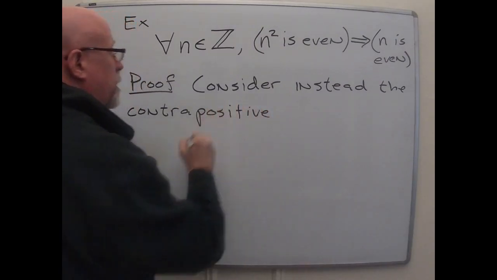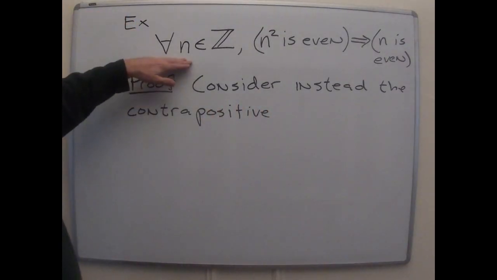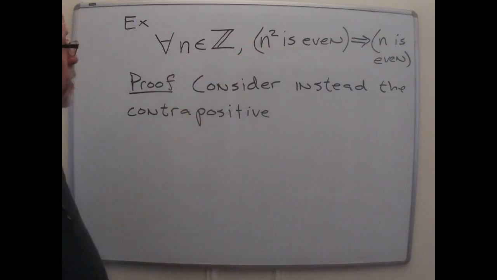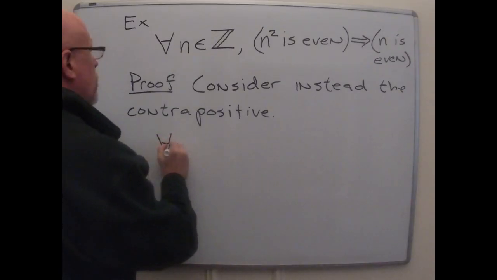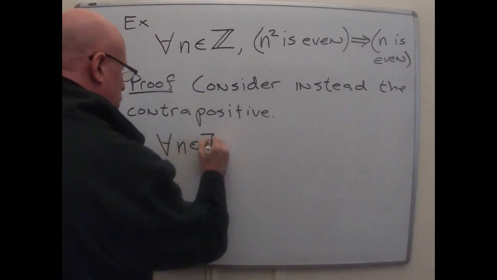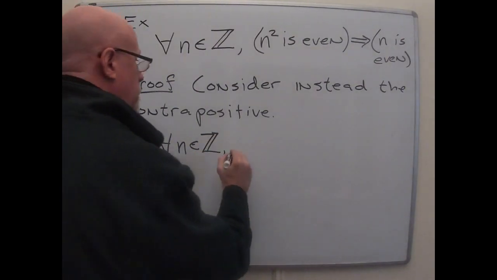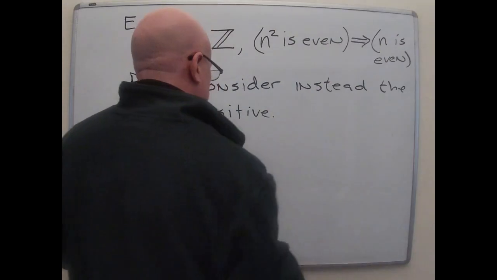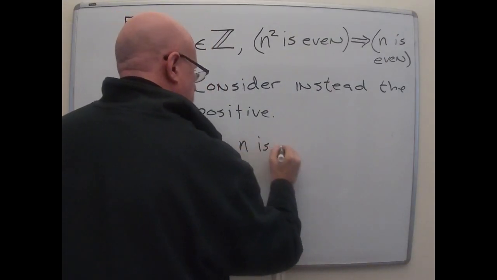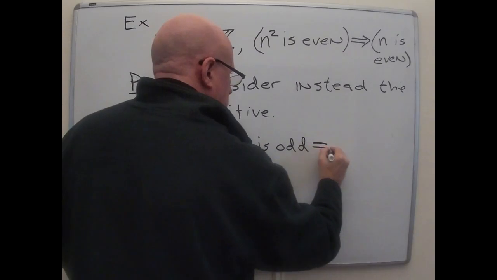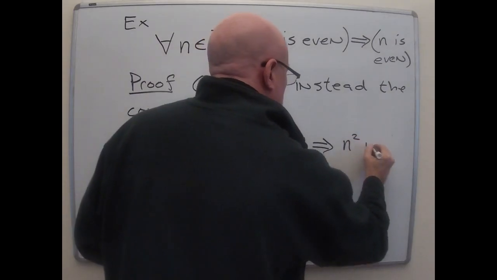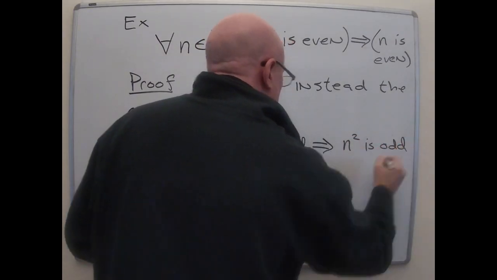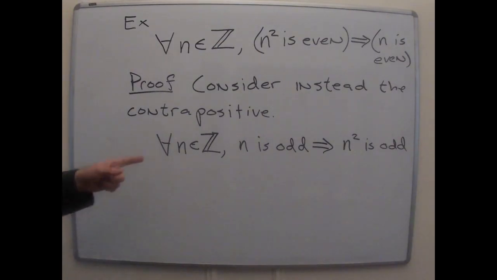Got to check that the sentence we're trying to prove is already expressed as a universal conditional sentence. So coming up with its contrapositive isn't going to be so hard. It's for all n in the integers, the negation of n is even, that's n is odd, implies the negation of n squared is even, that's n squared is odd. Oh, and this is really easy to prove, actually. I think we've even done it before.